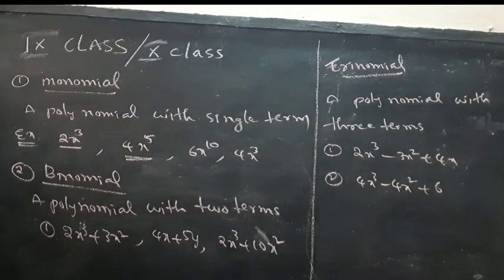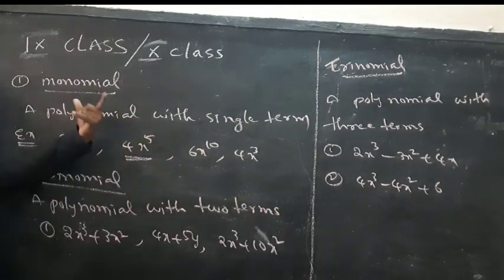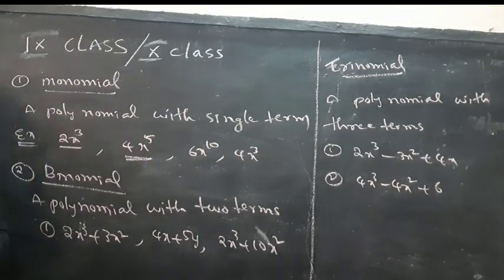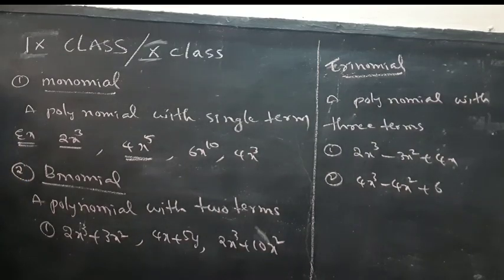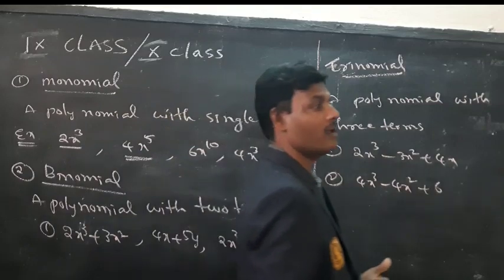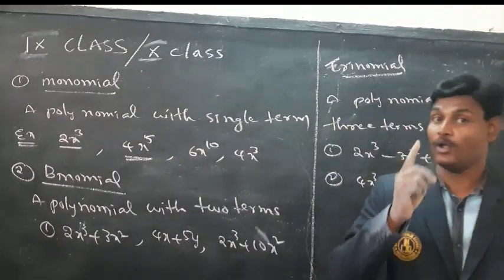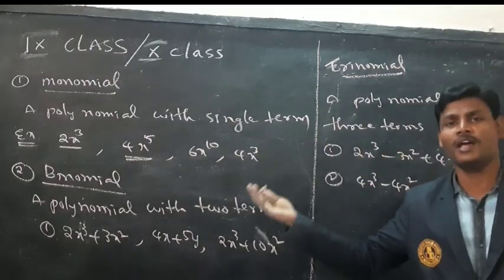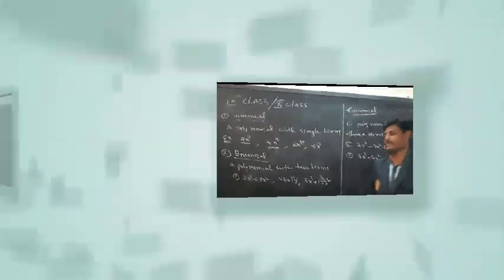So according to terms, polynomials are divided as monomial, binomial, trinomial. What is the meaning of monomial? A polynomial with a single term is called a monomial. What about binomial? A polynomial with 2 terms is called a binomial. Then trinomial? A polynomial with 3 terms is called a trinomial. More than this we can call simply a polynomial.